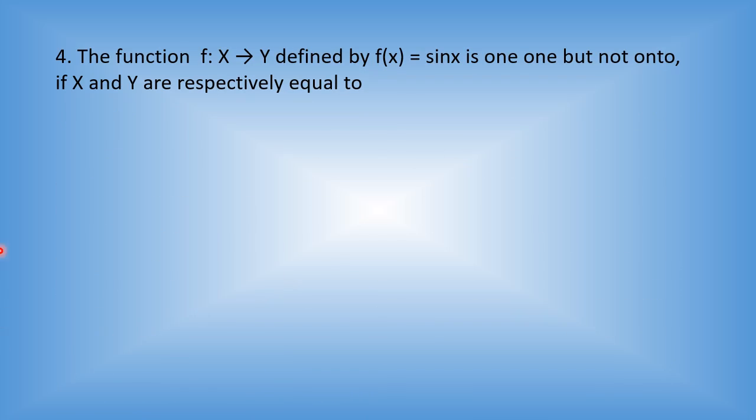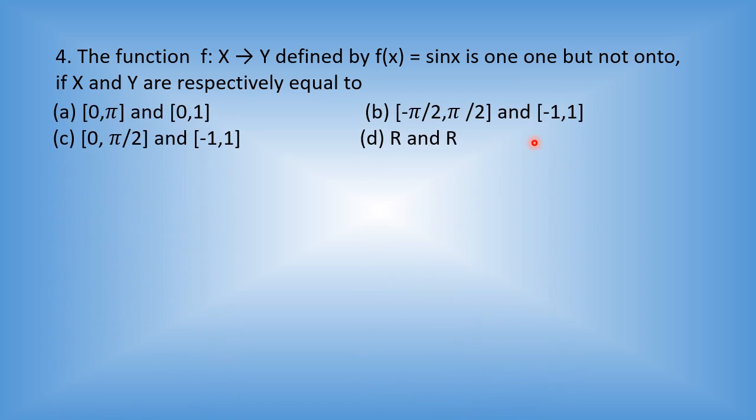Next, we move to the fourth problem. The function f from X to Y defined by f of x is equal to sin x is one-one but not onto. If X and Y are respectively equal to, we have to find what is the domain and range of this function f. So f of x is equal to sin x is one-one but not onto. These are the four options here. We have to check which option is correct.